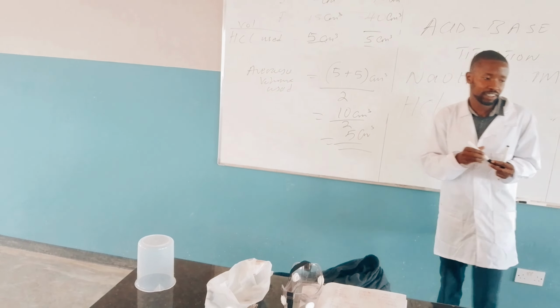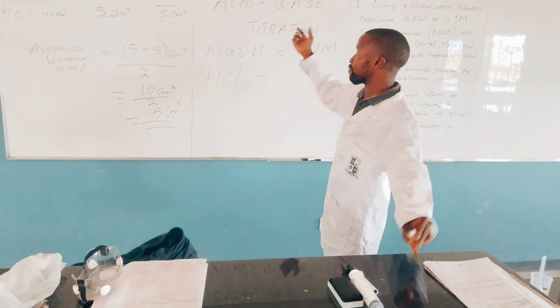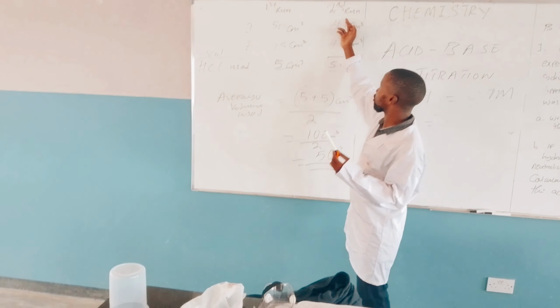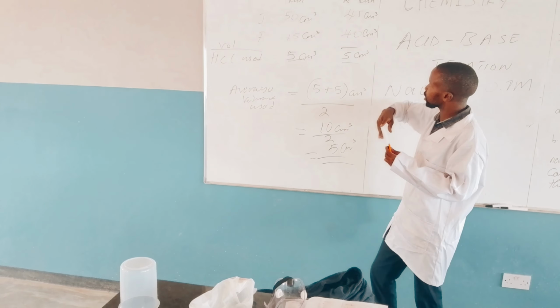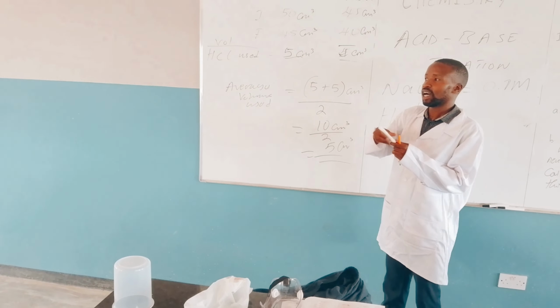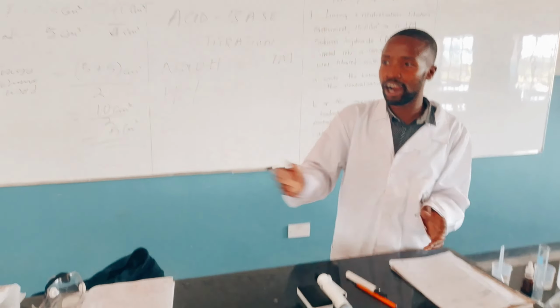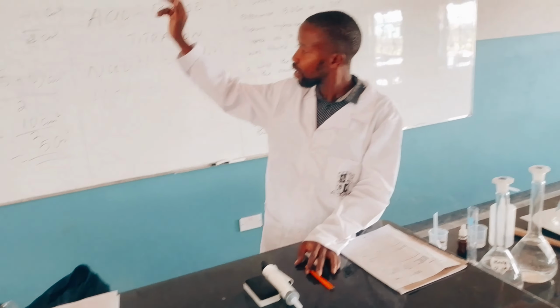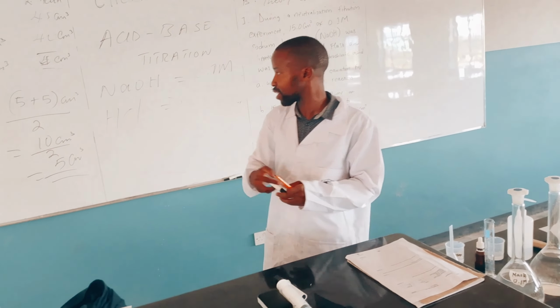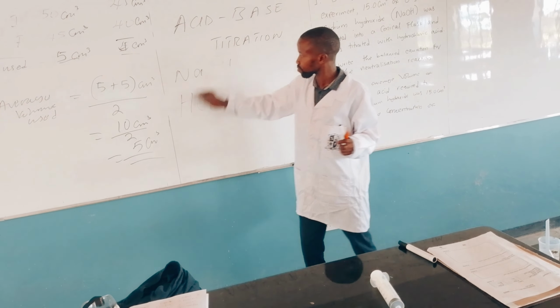So the volume used for the acid is 5 cubic centimeters. But sometimes the volume might vary. Some of us may find 5, sometimes we can find 6 or maybe 4. Whenever we make our experiments, there are errors. That's why we're supposed to find the average volume of the acid used.